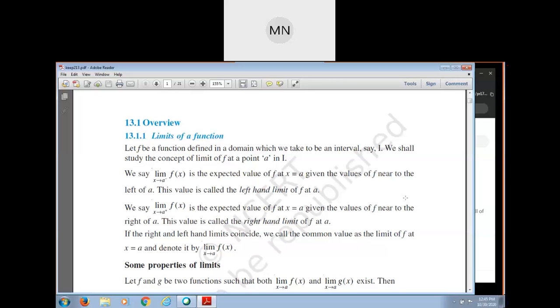Do you understand the concept of left hand limit and right hand limit? Yes, ma'am.